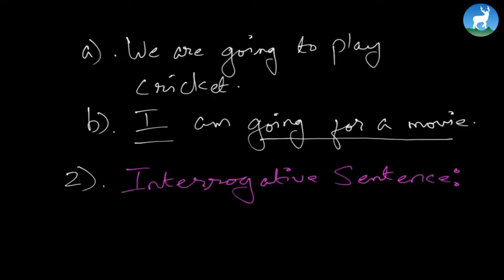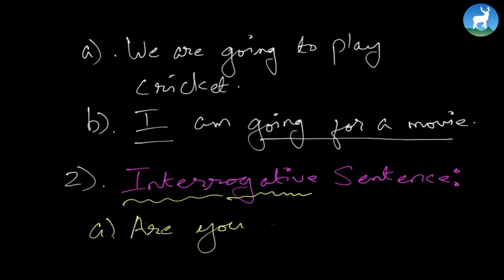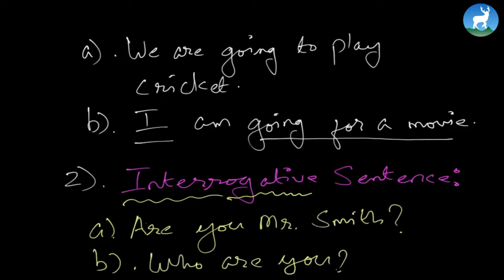So what is an interrogative sentence? As the name suggests, whenever a sentence asks something, that is what we call an interrogative sentence. For instance, are you Mr. Smith? Or who are you? These are sentences which always ask questions. And of course, we must not forget that it is always accompanied by a question mark, which is what we call interrogation. Whenever a sentence asks a question, that's an interrogative sentence.